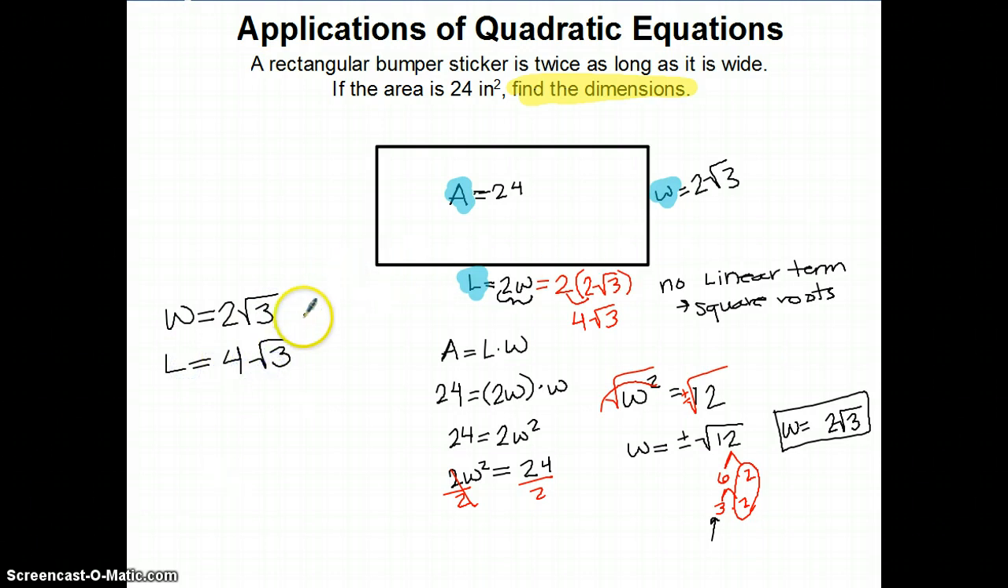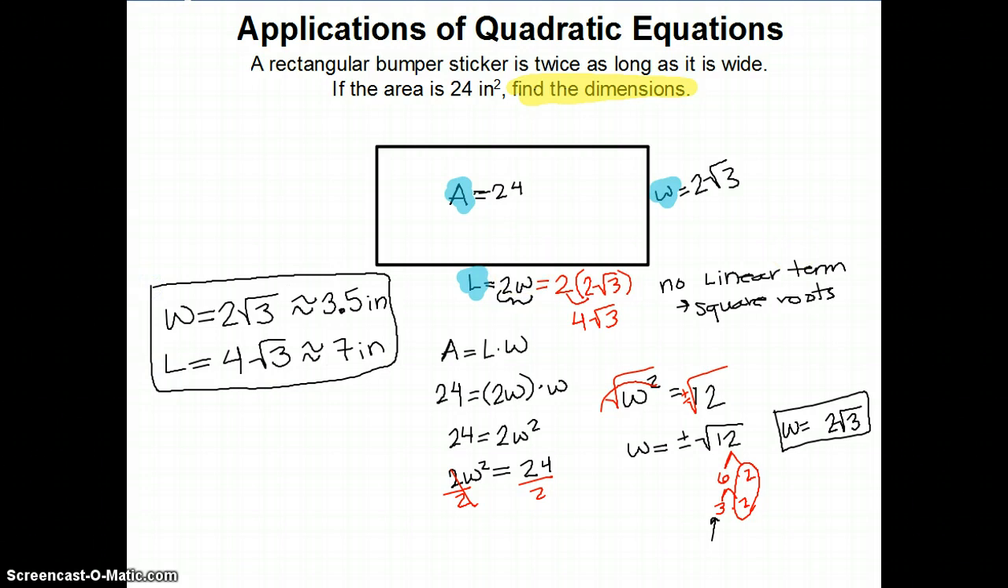If you punch this into a calculator, you can approximate. W is approximately 3.5, and since we're talking inches, this is 3.5 inches. And length would be approximately twice that, which would be approximately 7 inches. So in response to the question, here are your dimensions for your bumper sticker.